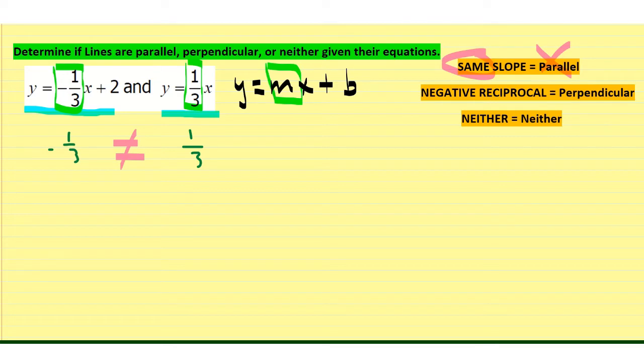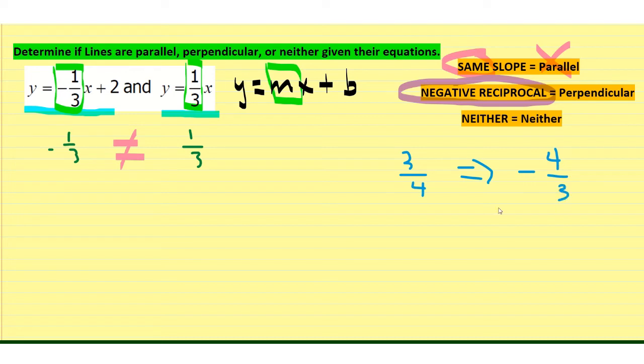So now we're going to look at the next question that we can ask ourselves. Are these two slopes negative reciprocals of each other? Well, we need to understand what a negative reciprocal is. If I have the number or the fraction 3/4, well, the negative of that is going to be a negative number, and the reciprocal of that is 4/3. It's basically going to flip upside down.